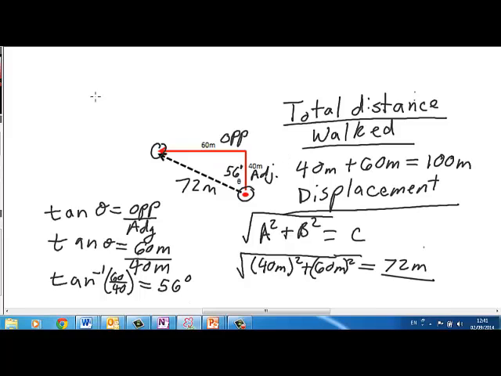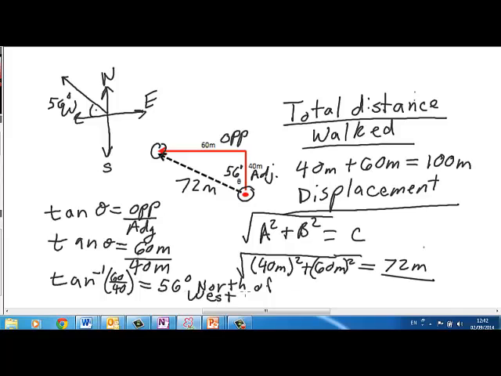So if this is north, south, east, and west, and we're walking 56 degrees this direction, I would say that this is 56 degrees north of west. Okay. That's it for displacement.